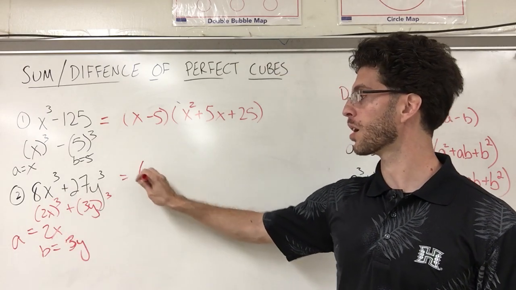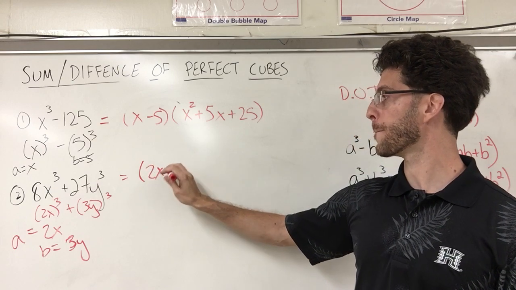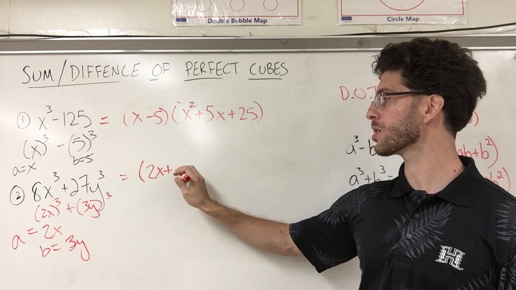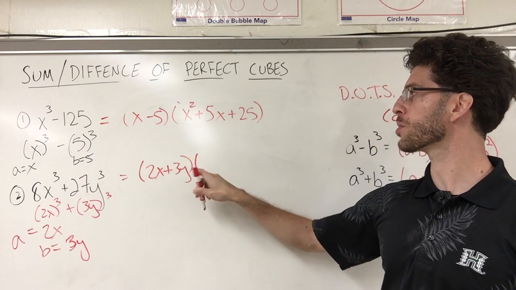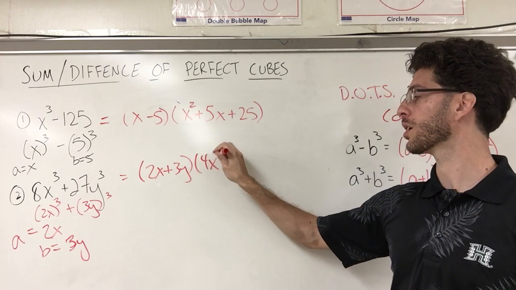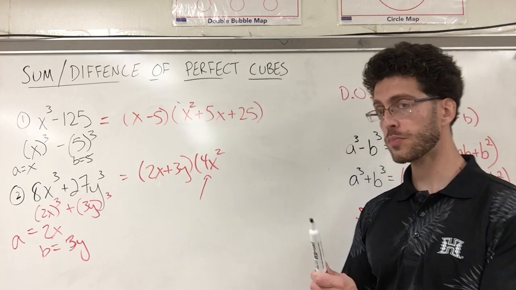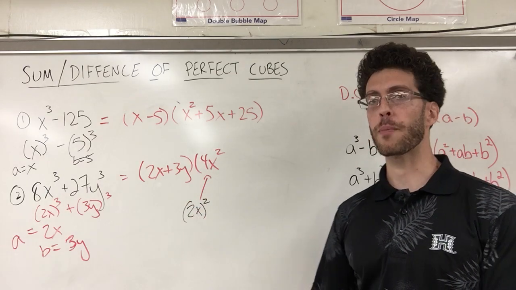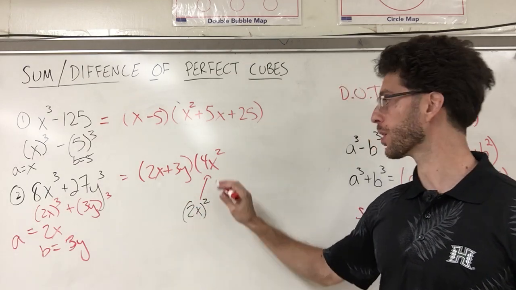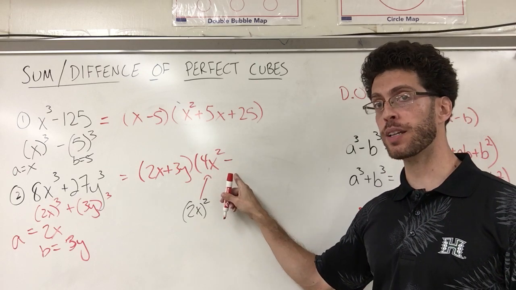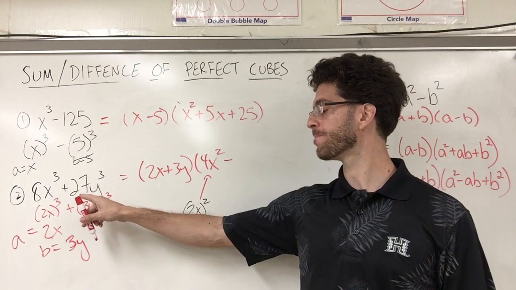So this is going to give me 2x, same is plus, 3y, times 2x squared, which is actually 4x squared. Okay, that comes from 2x squared, and 2x times 2x is 4x squared. What is it now? So opposite. So I need the opposite sign, which is a minus sign.